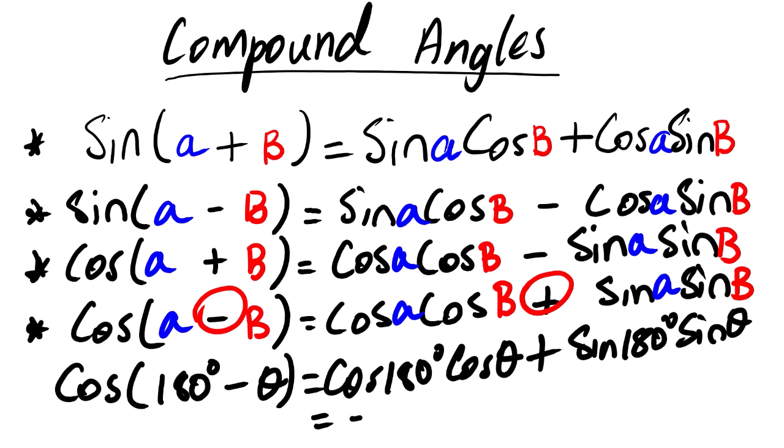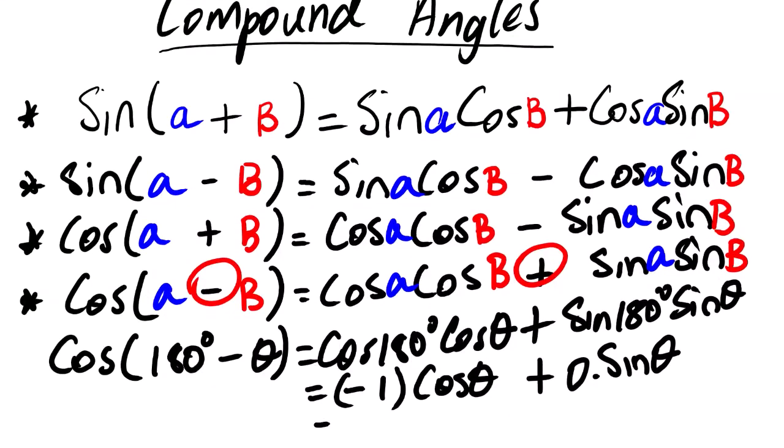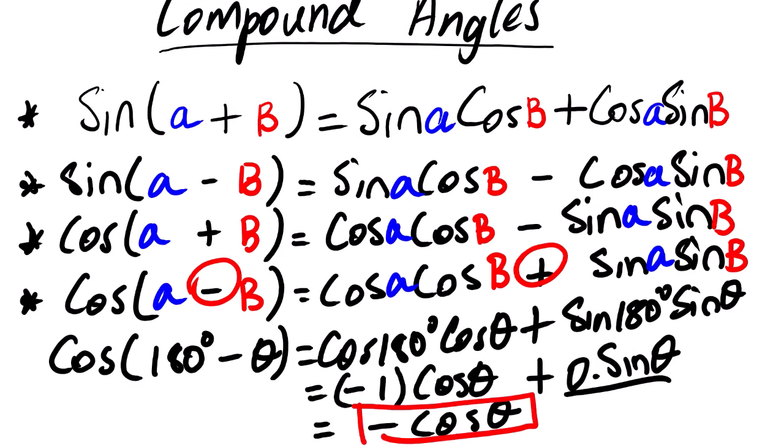Cos 180 is equal to negative 1 cos theta, sine 180 is equal to 0 sine theta. And then from here, this will be 0, and we are left with negative cos theta. So these are the compound angle equations. We only have 4 of them.